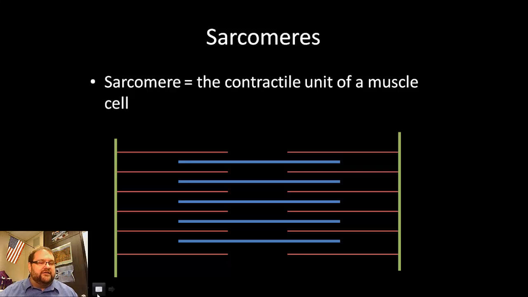So if we take a look here, I'm going to get out my pen tool and we're going to do some writing on it. This green line is that Z line, just to make life easy for us. It's not jagged here, but this is our Z line, and this is another Z line down here. Okay, so this thick filament, the dark blue, is our myosin, and this red line here is our actin thin filaments. So as you can see, they sort of overlap. The Z lines connect the actin thin filaments together, and the myosin here is in the middle here.